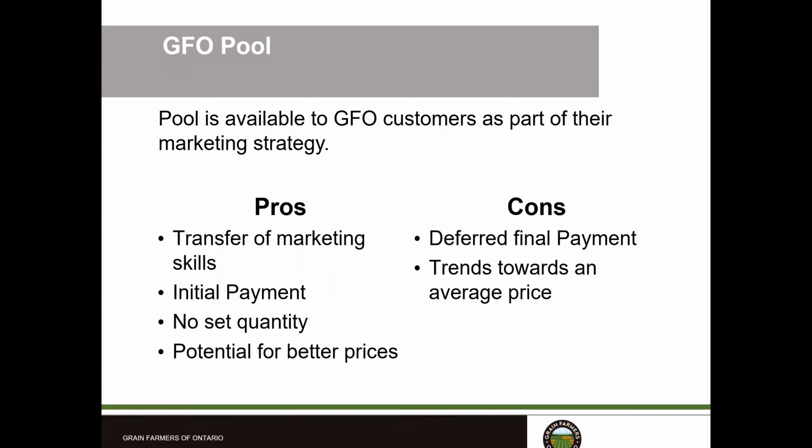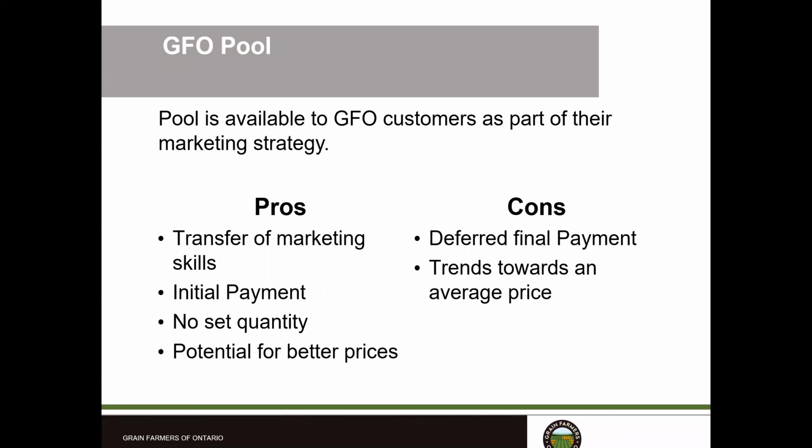And there is the potential for better prices because with the strategies that we use, if we were to get a better price in the spring, then you might do better than you had sold it in the fall or in the summer when it comes off the crop, off the ground.